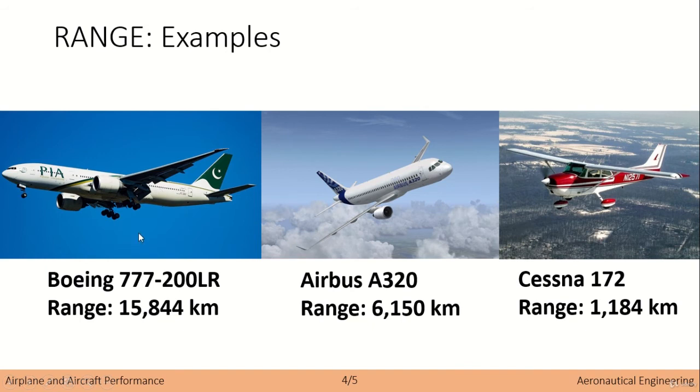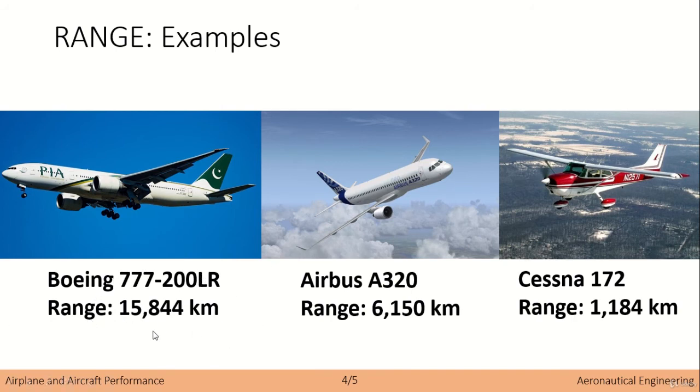Here you have, for instance, the Boeing 777-200LR. LR stands for long range, as you can imagine. And I believe this one is the highest range aircraft up to now, right? The range is 15,844 kilometers. Now it's interesting to note that the perimeter of Earth, so going around Earth one time, is actually 40,000 kilometers, more or less, give or take.